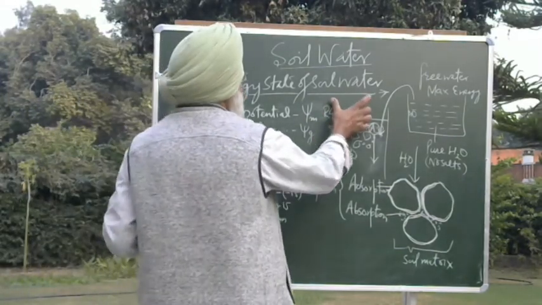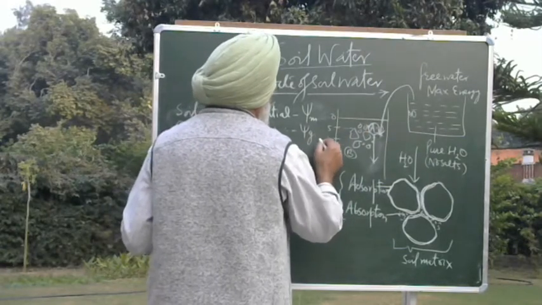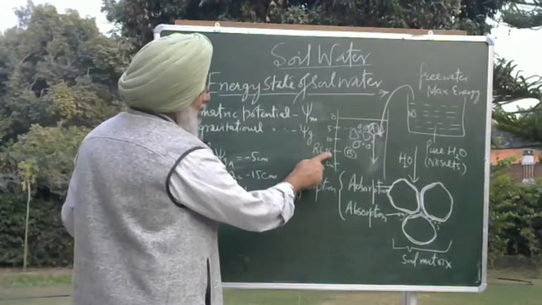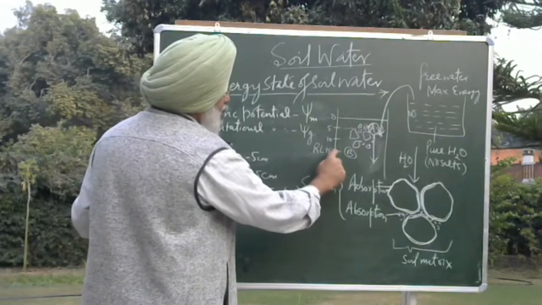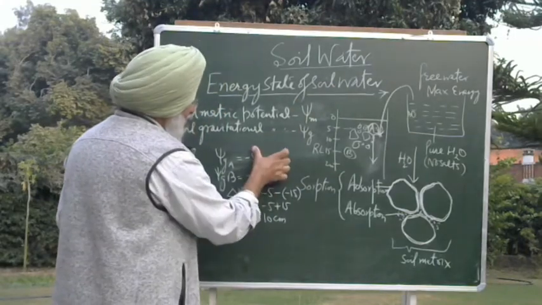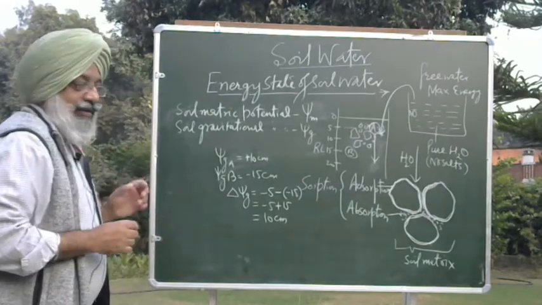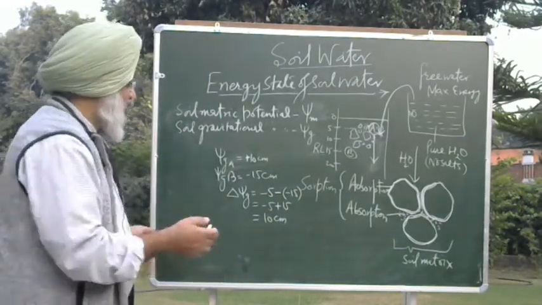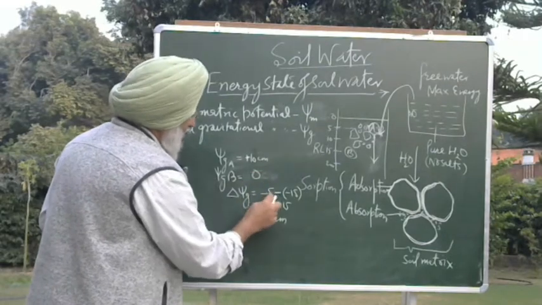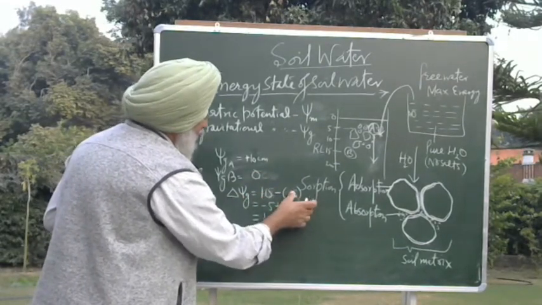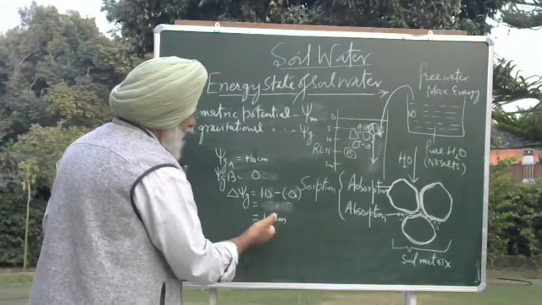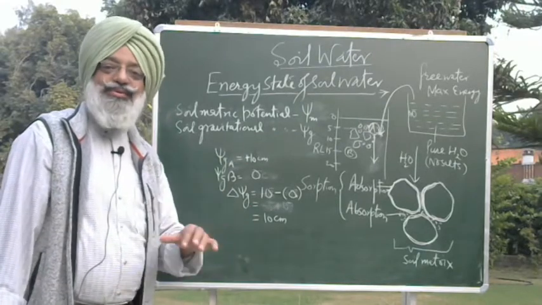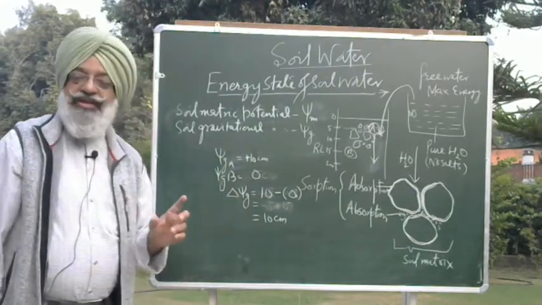Now, supposing that somebody says, no, I will not take reference level at A, I will take reference level at B. This is my reference level. Now, what will be the gravitational potential at A? A is here. So, reference level is here. So, you are 10 centimeters above the reference level. So, this will be plus 10. Right? B point is at the reference level itself. So, that means 0. Now, here it will be 10 minus 0. So, 10 minus 0 means 10. Very simple. So, it doesn't matter wherever you take the reference level, whatever point you select as reference level, this difference in gravitational potential will remain the same.